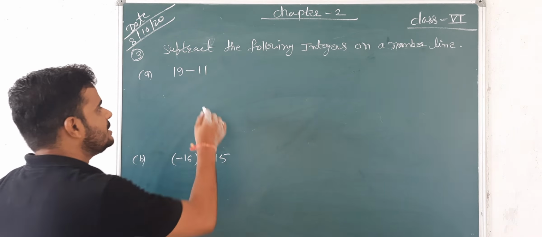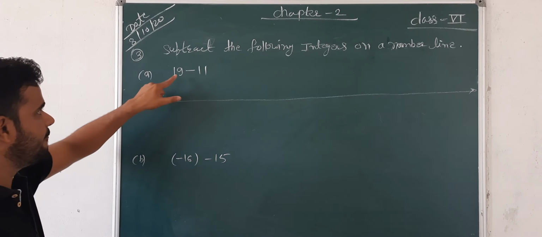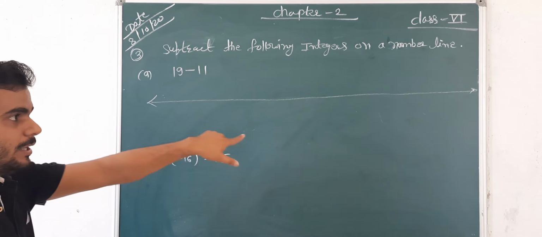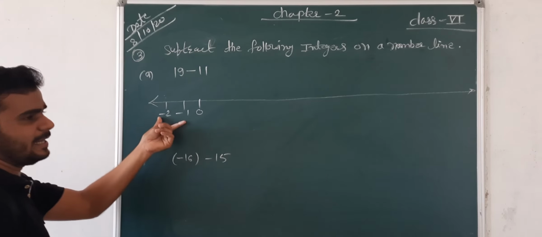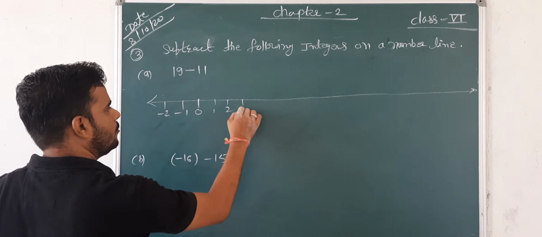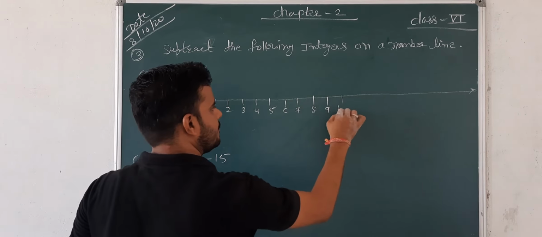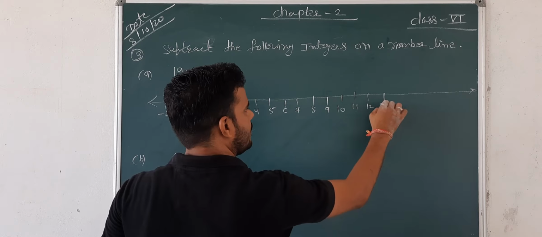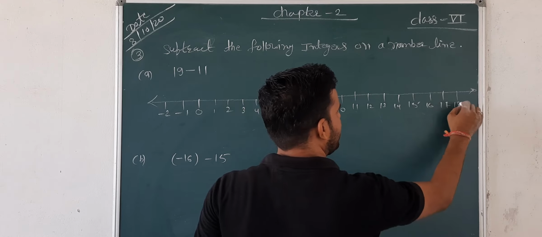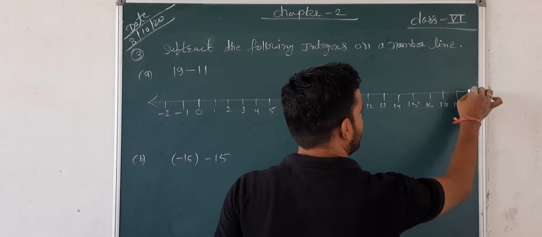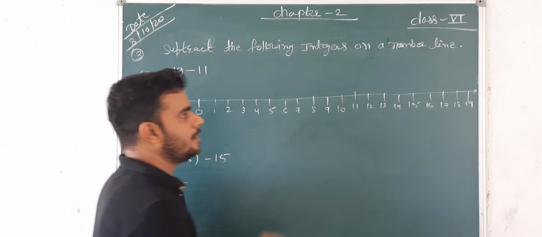So just see. First we will draw the number line. But remember one thing. First number is positive 19. So you have to draw only positive numbers. Negative numbers no need to draw. So 0. But you can draw negative 1 and negative 2 only. 1, 2, 3, 4, 5, 6, 7, 8, 9, 10, 11, 12, 13, 14, 15, 16, 17, 18, and 19. Okay. So just see, 19 is there. We are standing here.